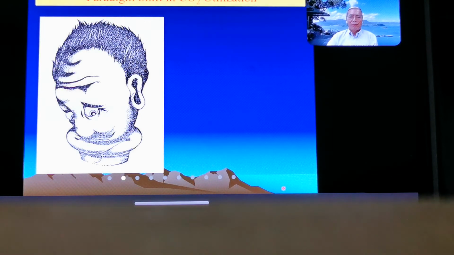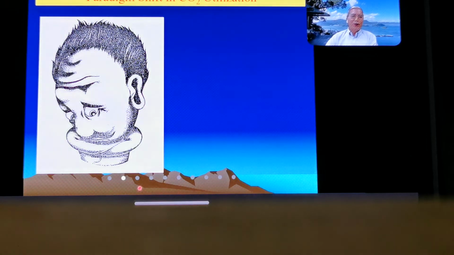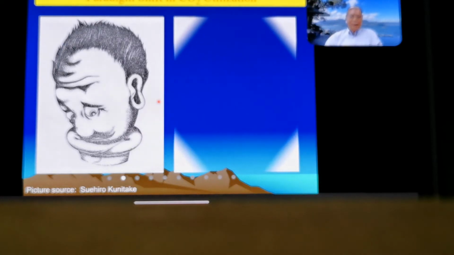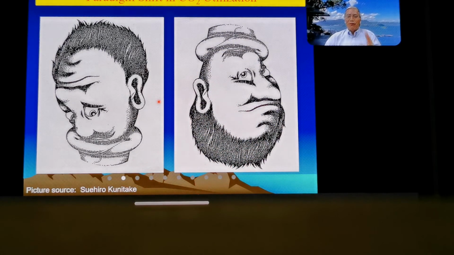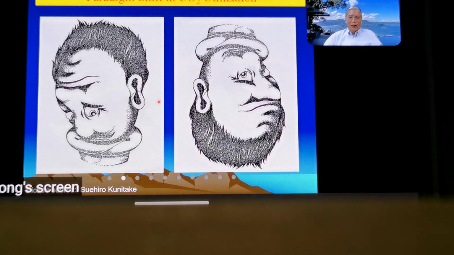This is a cartoon picture that I saw when I was a graduate student 40 years ago, which taught me a lot. It was from a book by Professor Suyaki Kunitake. The meaning of the cartoon is really trying to train us to look at things from a very different angle. When you think you know something, look at it upside down, or from a completely different angle. If you look at CO2 utilization from a very different angle, things begin to look different.